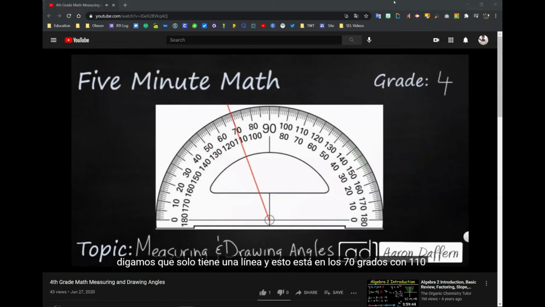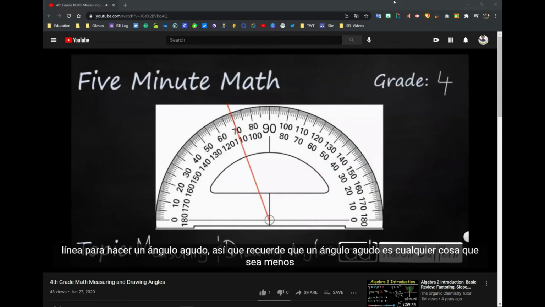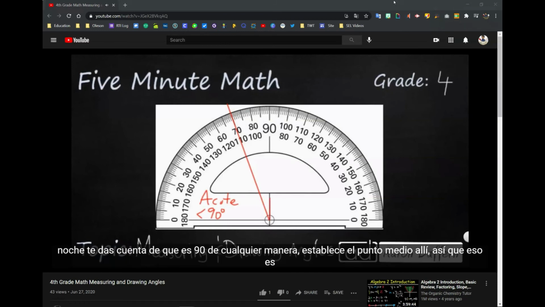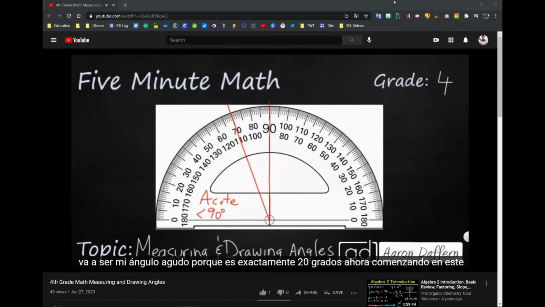So let's say you only have one line, and this is at the 70 degrees or the 110 degrees, whether you're looking at inside or outside, and you needed to draw another line to make an acute angle. So remember, an acute angle is anything that is less than a right angle, anything less than 90 degrees. What you simply could do, and I want to make a pretty skinny acute angle here, so let's say I want to go 20 degrees. And so I'm going to make my second line here go straight up through the 90. Notice how it's 90 either way because that's the midpoint there. So that's going to be my acute angle because it is exactly 20 degrees.